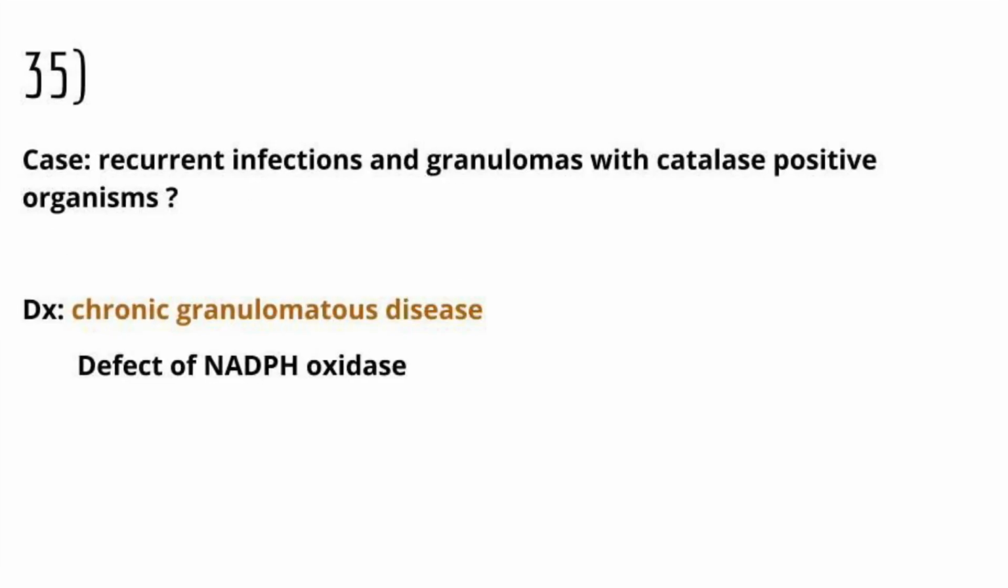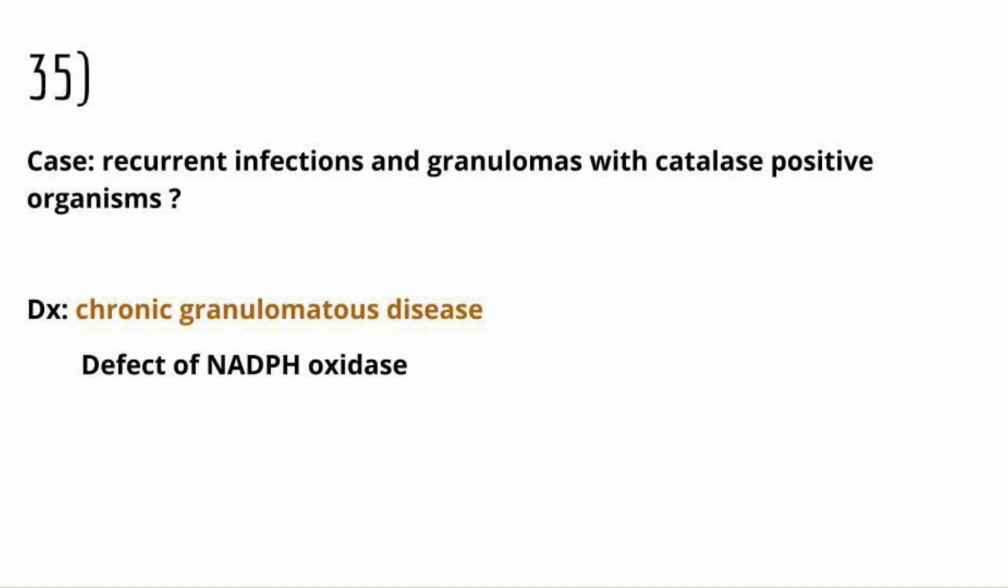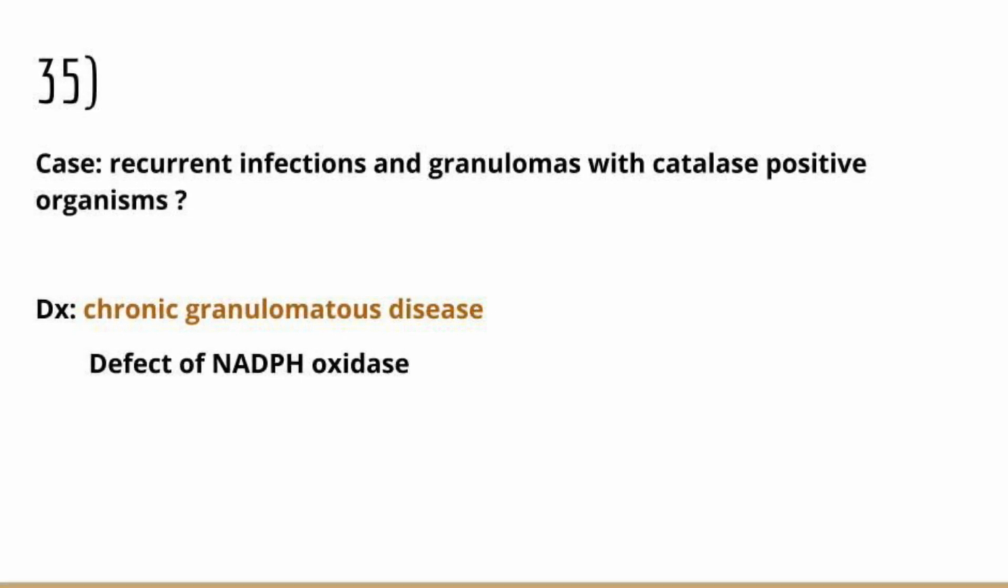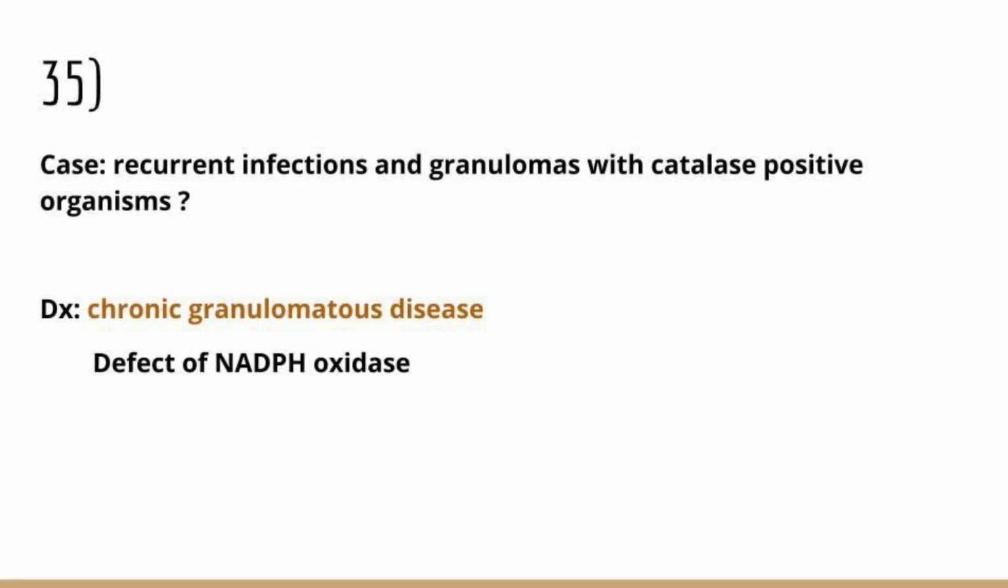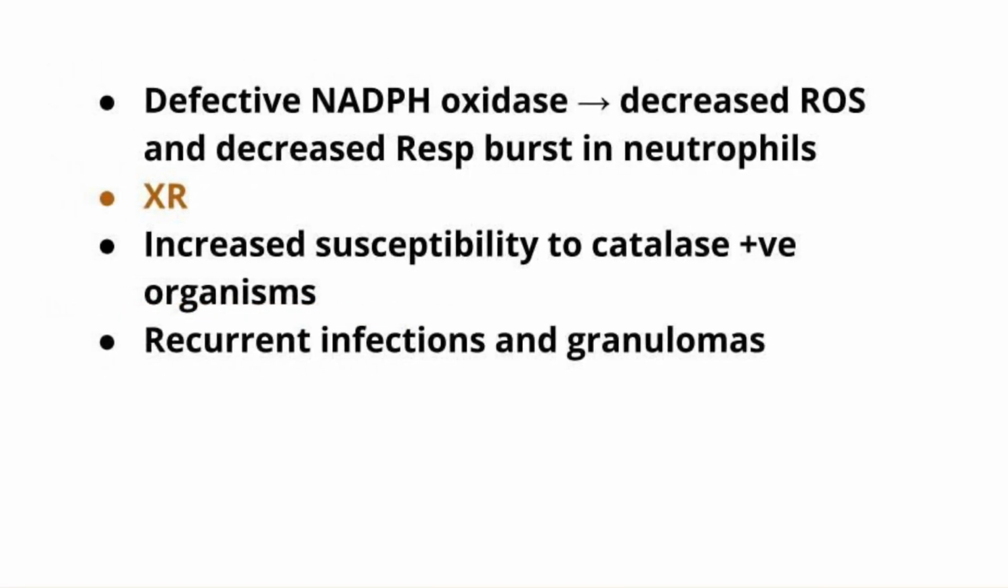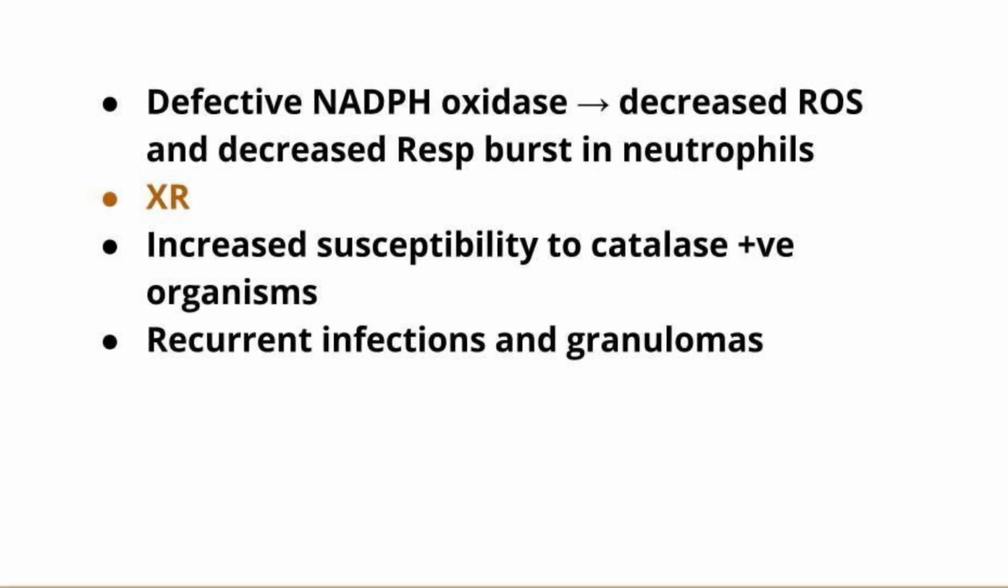35. There is a case of recurrent infections and granulomas with catalase positive organisms. The points in the case that suggest our diagnosis as chronic granulomatous disease are granulomas with catalase positive organisms. The defect here lies in the NADPH oxidase. Because of the defective NADPH oxidase, there is decreased formation of reactive oxygen species such as superoxide dismutase, which leads to decreased respiratory burst in the neutrophils.